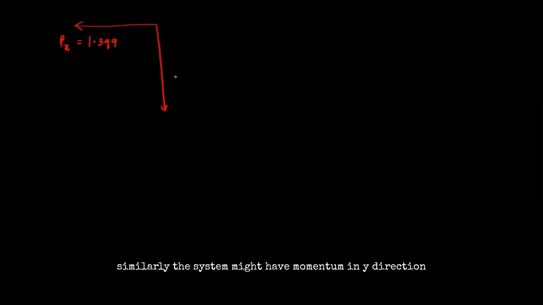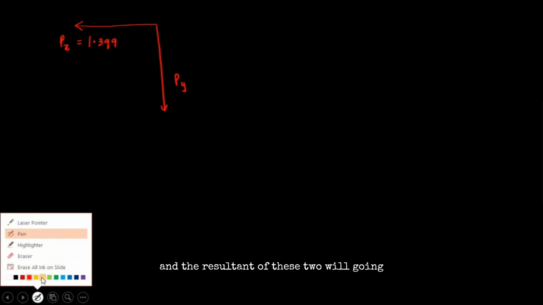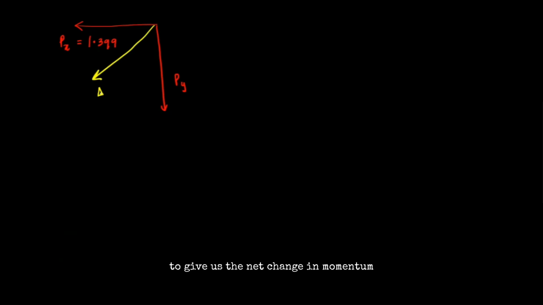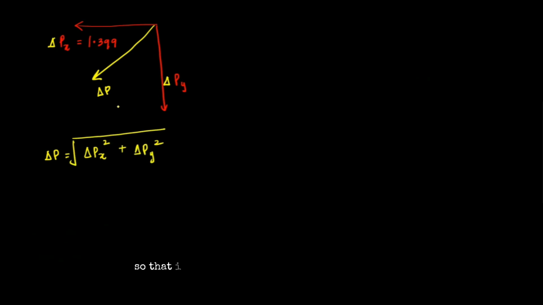Similarly, the system might have momentum in the y direction, and the resultant of these two is going to give us the net change in momentum. Are you getting it? That net change in momentum is calculated using the resultant equation. The resultant equation was a square plus b square plus 2ab cos theta, where theta is the angle between the vectors. So here we can write delta p as the square root of delta px square plus delta py square. That is the reason why you have to individually find px first, then py, then square both of them, add them, take the root, and you get delta p, the change in momentum.